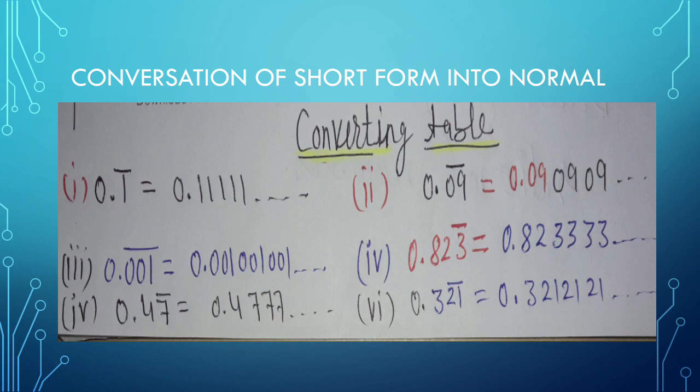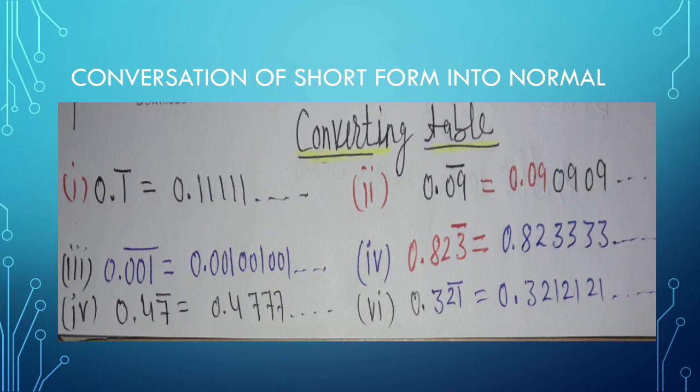Next, see the next case, 0.47 bar. In this case, you can see easily I have repeated only 7. It is very clear to you, I hope so now. The digits that are under the bar line are the ones you need to repeat, not all digits. Last case, that is 0.321 bar. In this case 2 and 1 are under the bar line. That means 2 and 1 are going to repeat again and again and again.